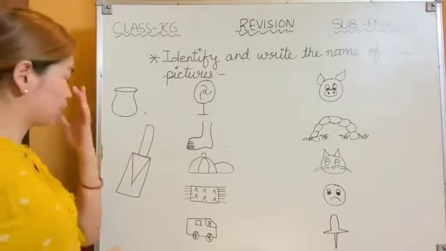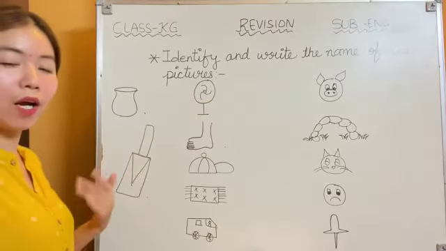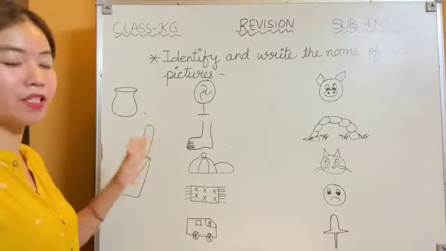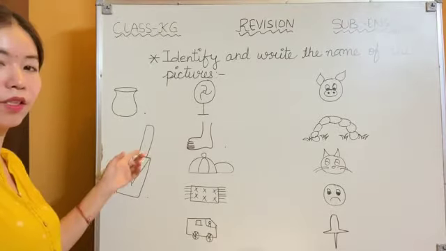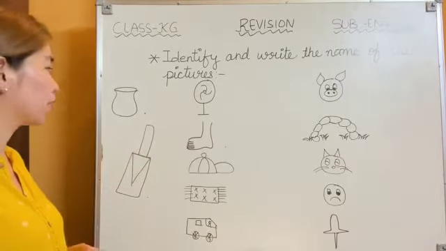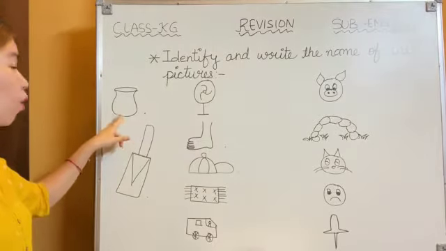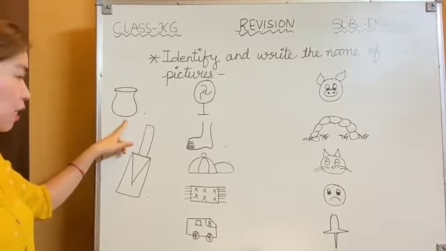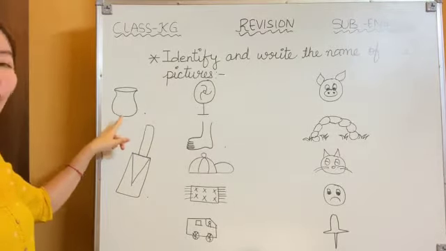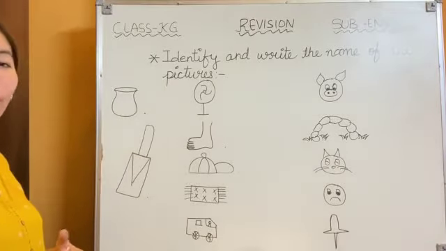Right, children? See, children, here I have made a few pictures. Now we are going to identify the pictures and write the spelling of the pictures. Right? So let's start. Now, children, look at the first picture. What is this? This is the picture of a pot. What is the spelling of pot?